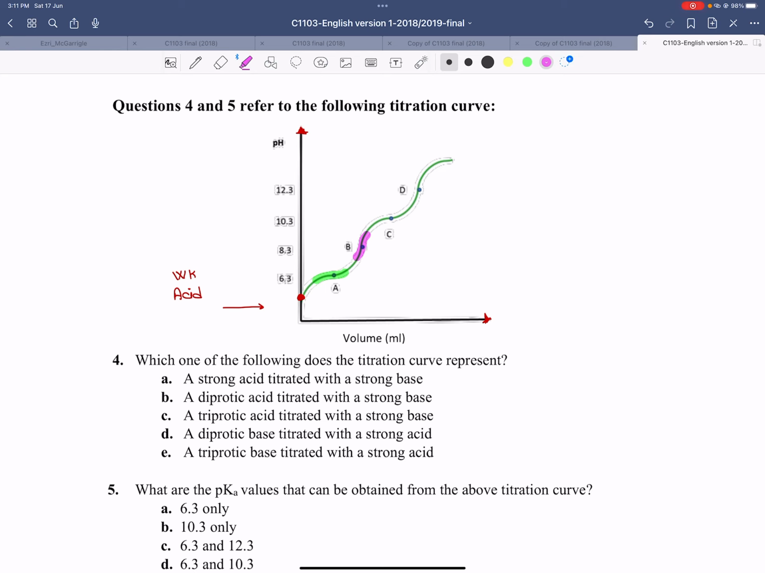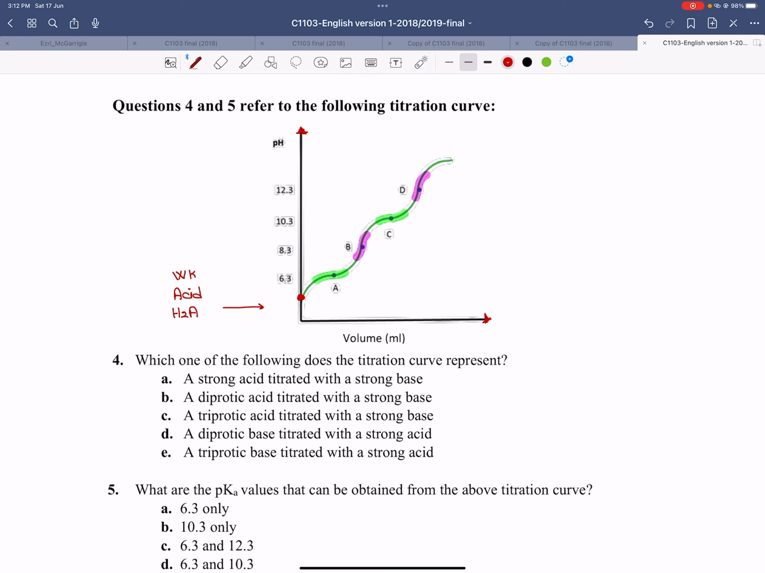I will cross an equivalence point, whether it's first or second, I don't know yet. If I continue, another buffer region, another equivalence point. It means basically I have 2 equivalence points and 2 buffer regions. This means that this is a diprotic acid. It's H2A. When we know this, we can actually determine the properties of the acid.